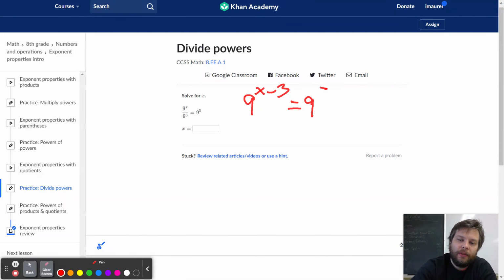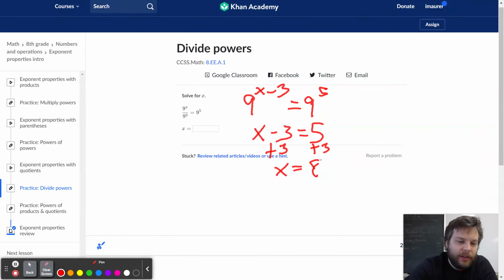And so here we have 9 to the 5. And just like I did a minute or so ago, you can just make the powers equal to each other. X minus 3 equals 5. The opposite of minus is plus. So we can just do plus 3 on both sides to get x equals 8. So with that, I'll move on to the next one.